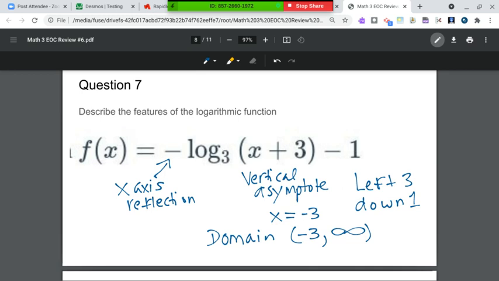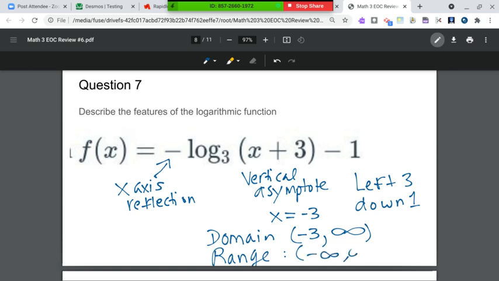What if it asks on the EOC to describe the features? Will we have to remember every single feature? You can graph it. Say it would be x-axis reflection, vertical asymptote. You would go and look at those things. But short answer questions wouldn't be a typing question. It would be a numerical response. Range is all real numbers.